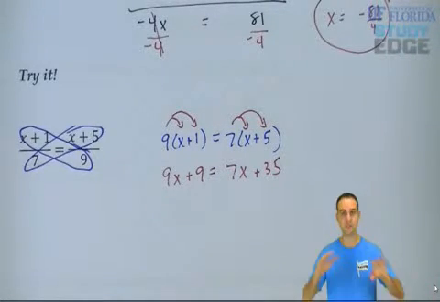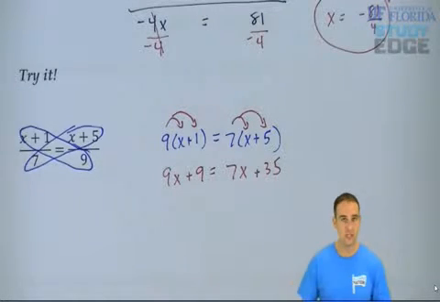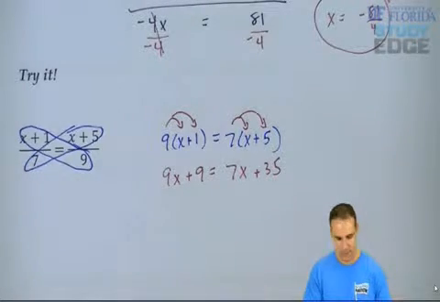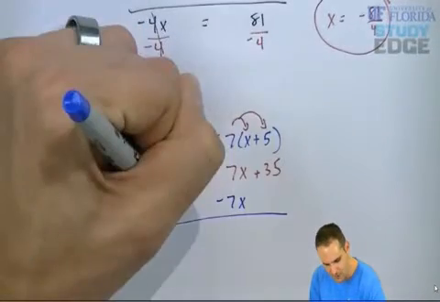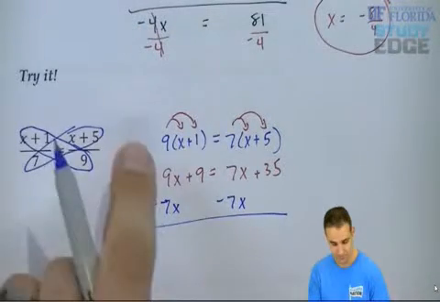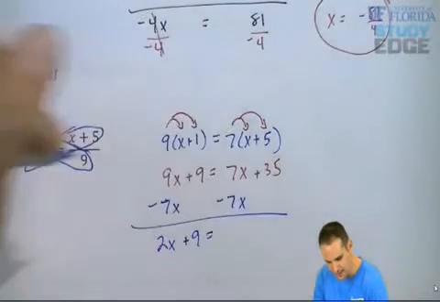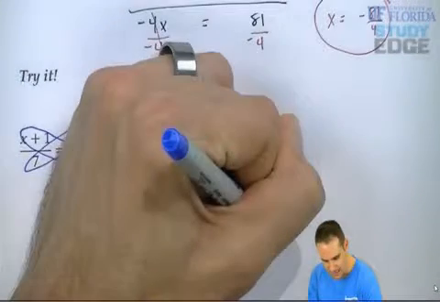There aren't any like terms on either side of the equal sign, so from here, let's get our variables on one side of the equation, our constants on the other, and divide. In this case, I would subtract 7x from both sides, and I'll get my x's on the left-hand side of the equal sign. 9x minus 7x is 2x plus 9. 7x minus 7x is 0. That simplifies. Equals 35.